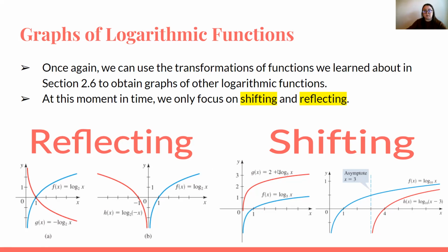For that shifting, we're adding or subtracting numbers from the logarithm in order to make it go up or down. And then for shifting left and right, we're adding or subtracting those values directly from x inside the logarithm to shift them to the left or to the right. So these are the different types of transformations that we can see on graphs of logarithmic functions. Very similar to exponential functions.